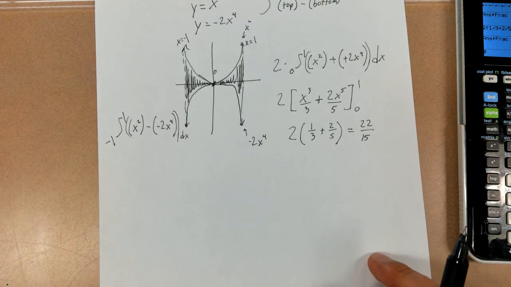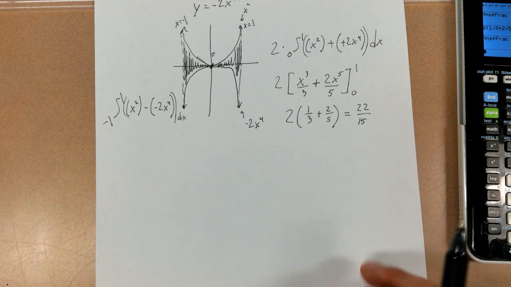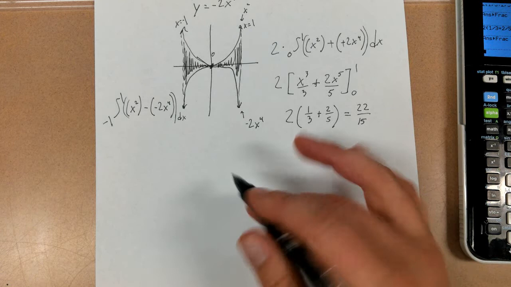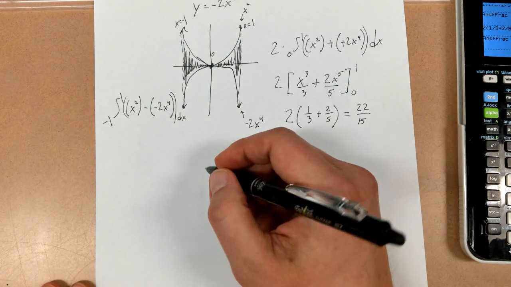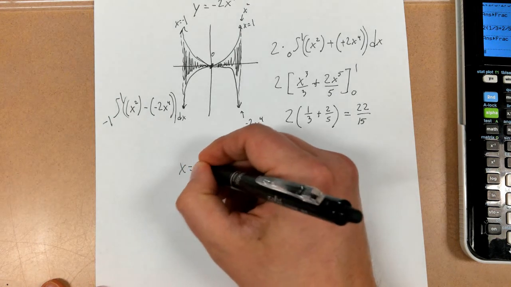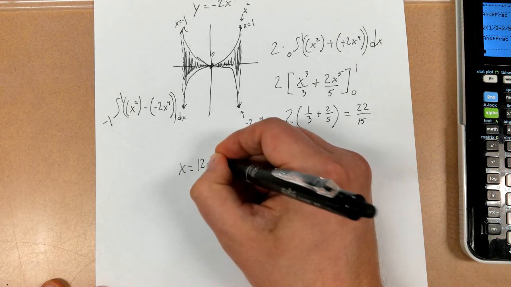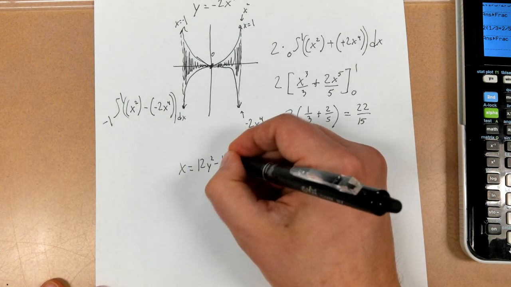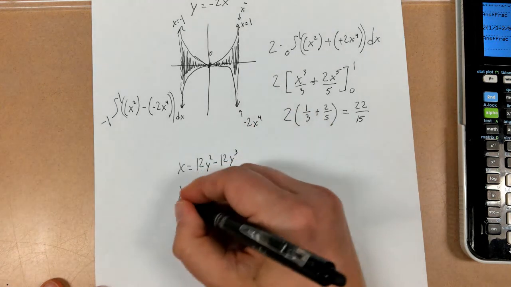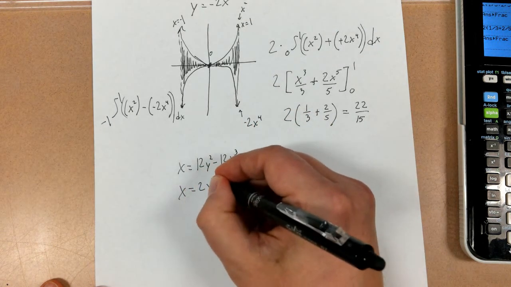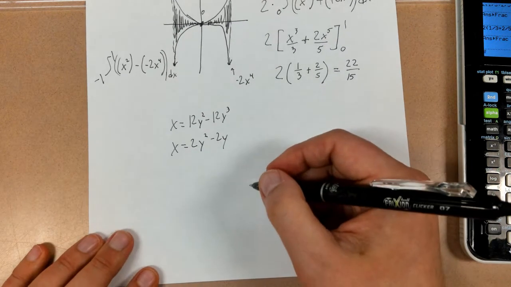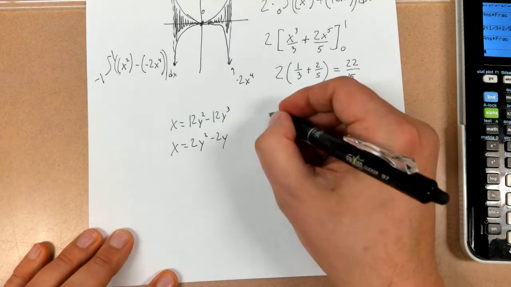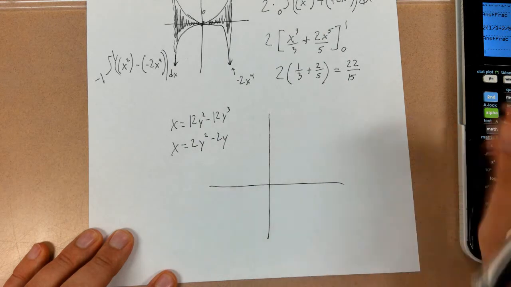Another situation that can occur is where the equations are flipped, where it's going to be x equals. So we could have equations like x equals 12y squared minus 12y cubed, and then x equals 2y squared minus 2y. If you have a situation like that, first, again, drawing a sketch will be helpful.